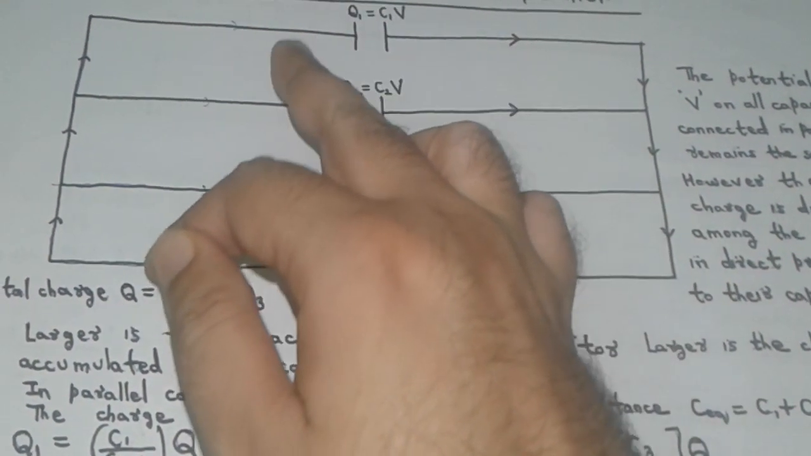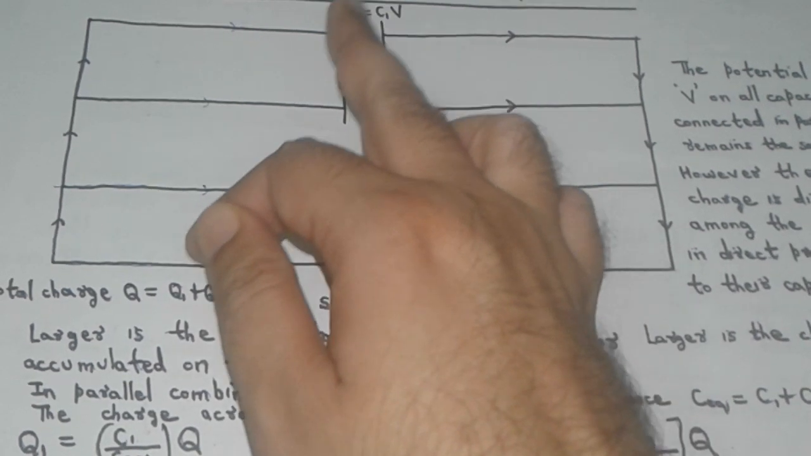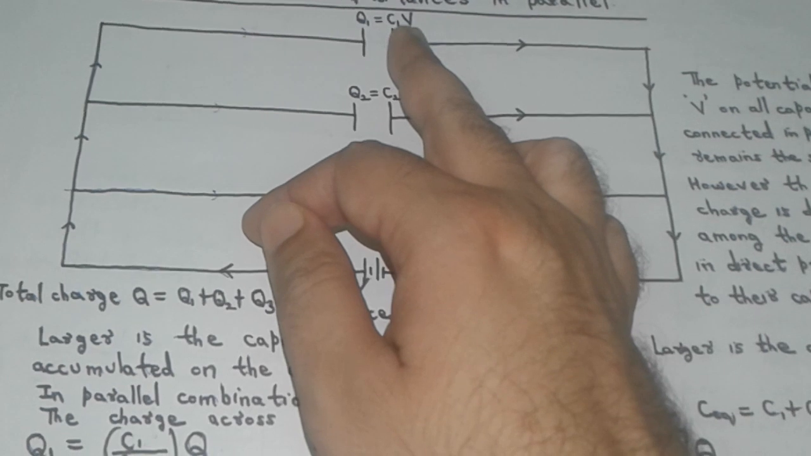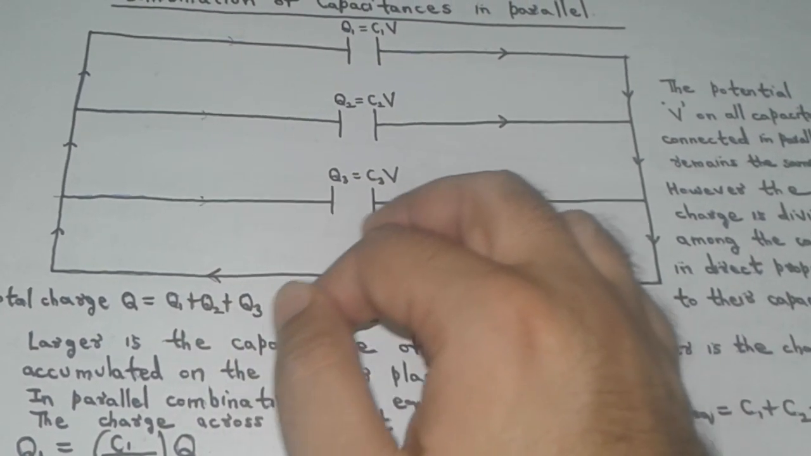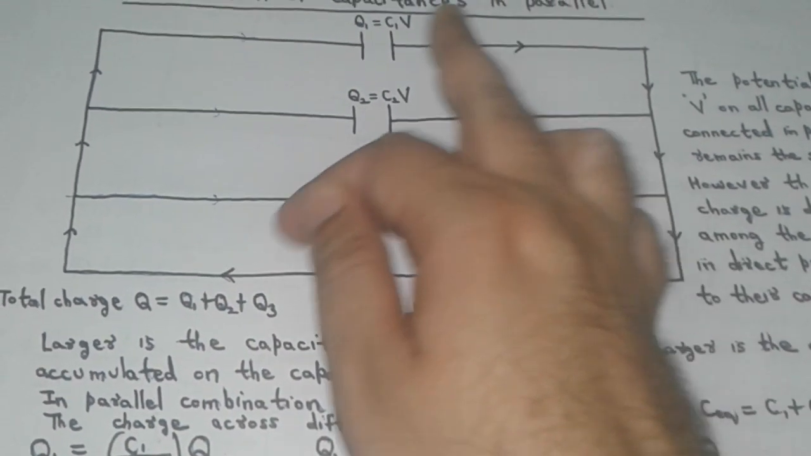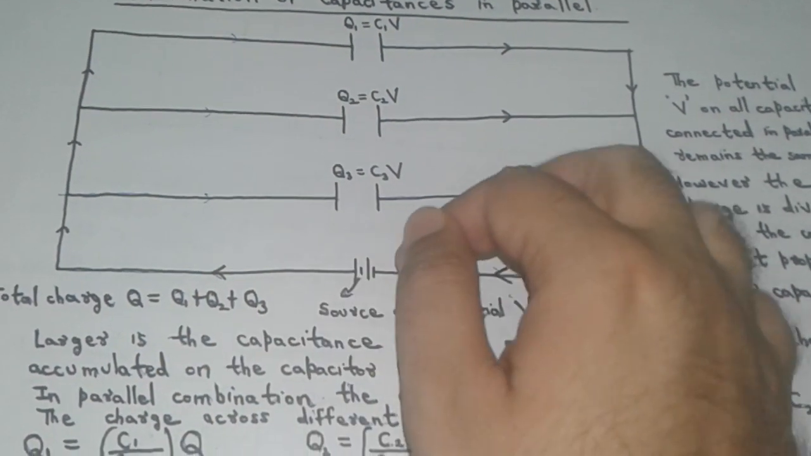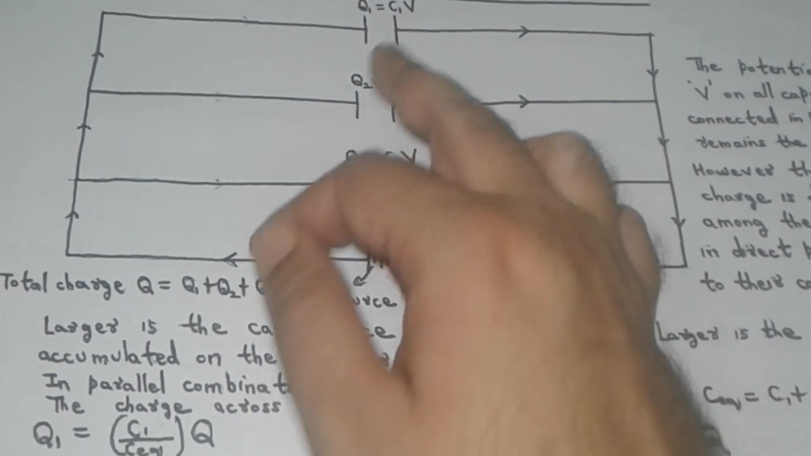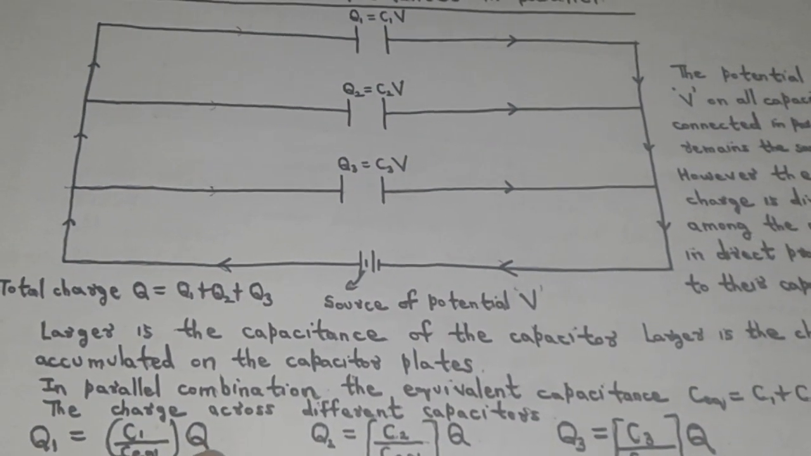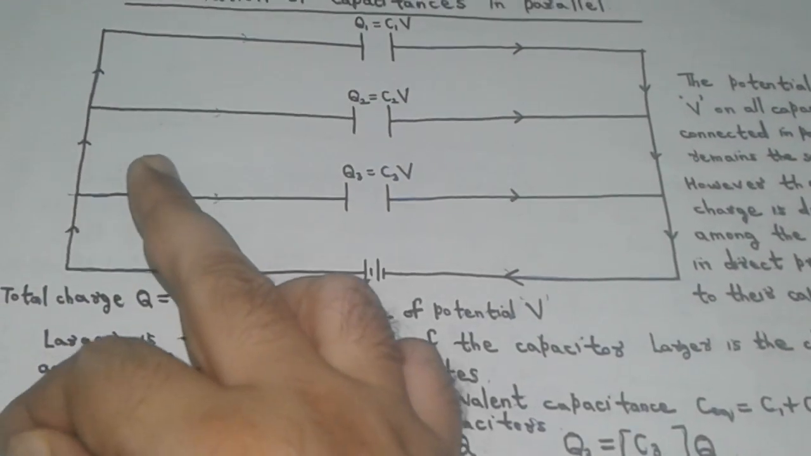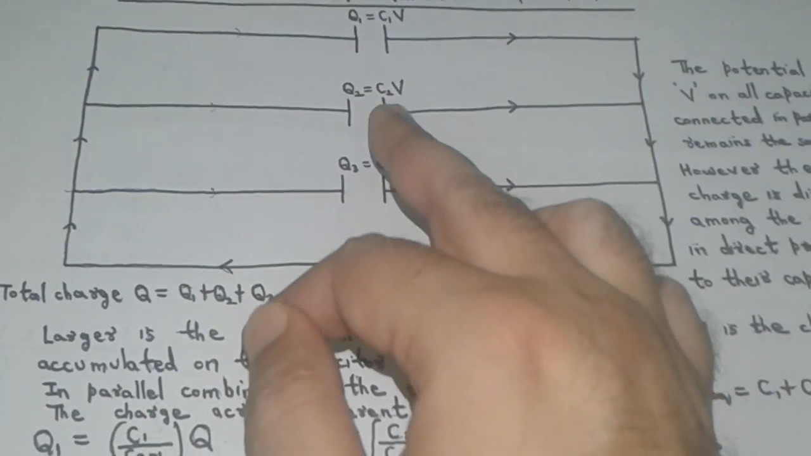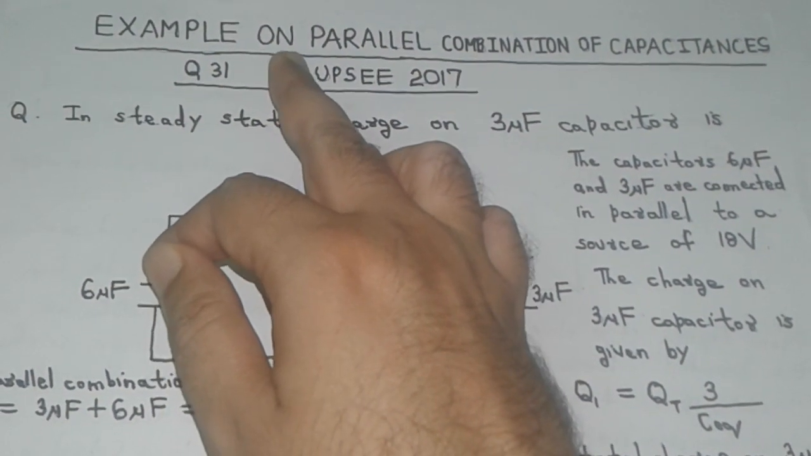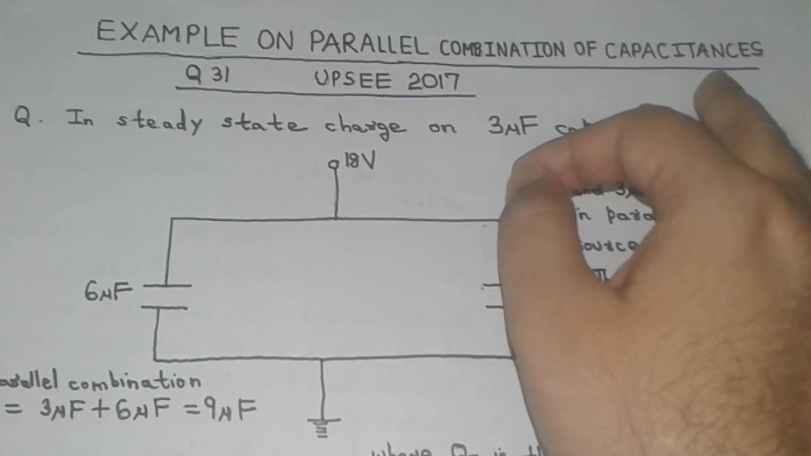Thus, to determine the magnitude of charge on the plates of a capacitor, we divide its capacitance by the equivalent capacitance in parallel combination, which is the sum of the capacitances of all the capacitors connected in parallel, and that ratio is multiplied by the total charge Q, which is supplied by the source to all the capacitors connected in parallel. Let us consider an example on parallel combination of capacitances.